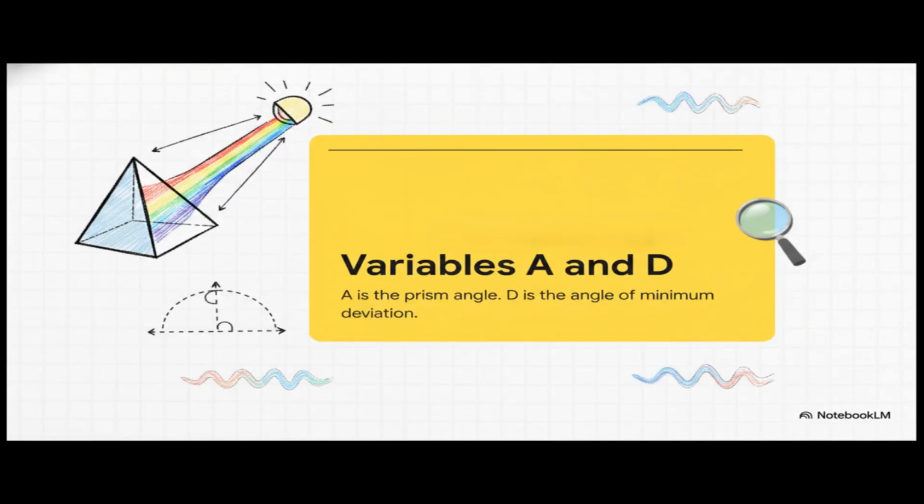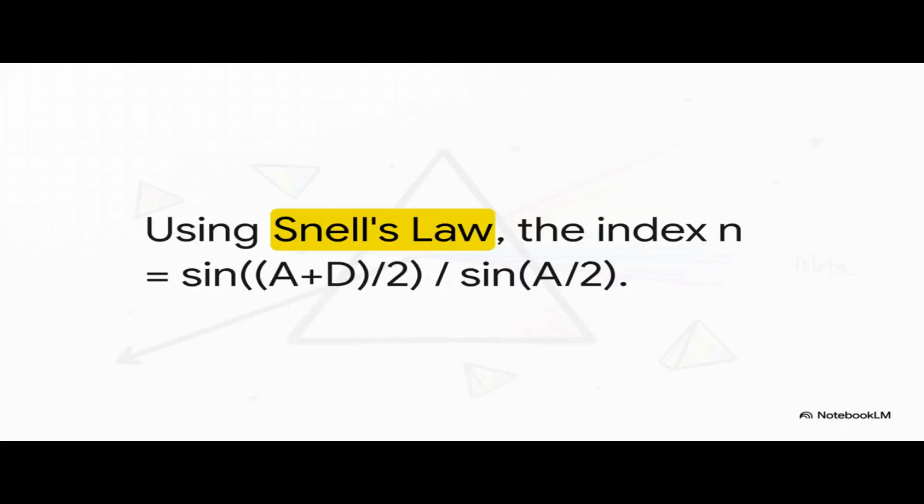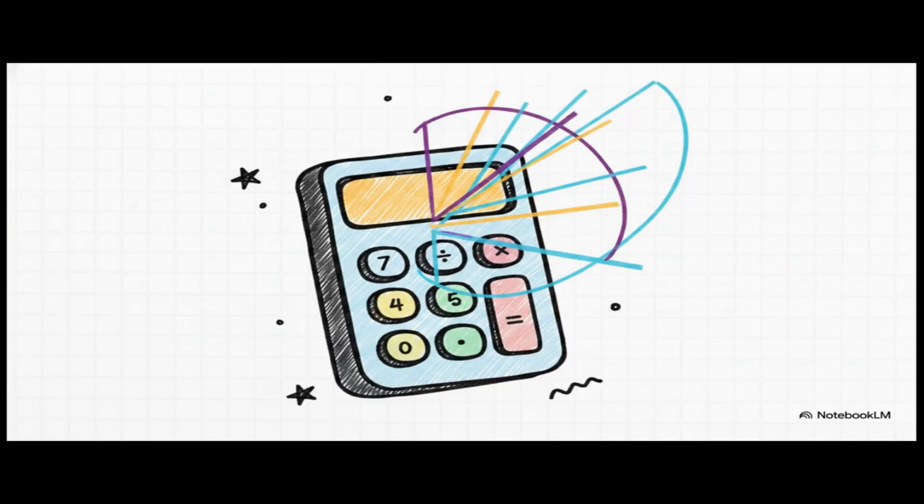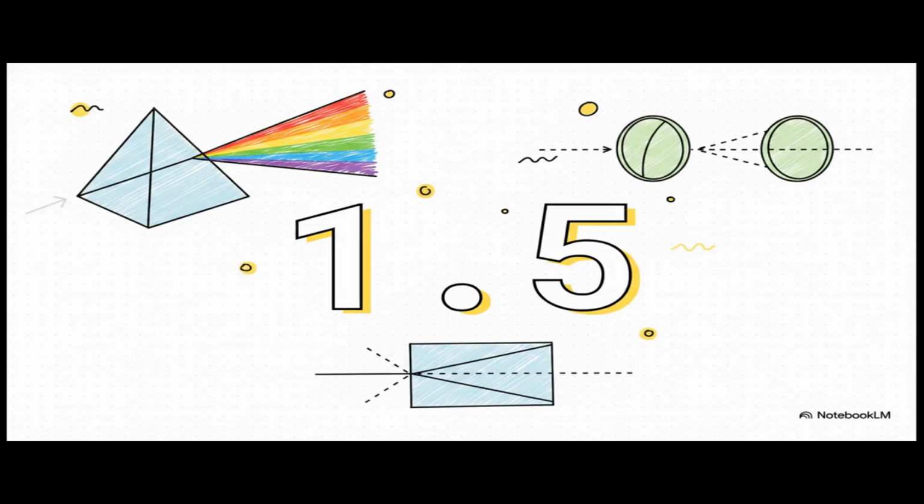We just need two things, A for the prism's angle and D for that minimum deviation. Just pop those variables right into Snell's law to find n, the material's refractive index. Easy. Let's try it out. Picture an equilateral prism with a 37-degree angle of minimum deviation. We just crunched the numbers, the sine of 48.5 divided by the sine of 30. And there we go. We get a refractive index of exactly 1.5 for this glass.